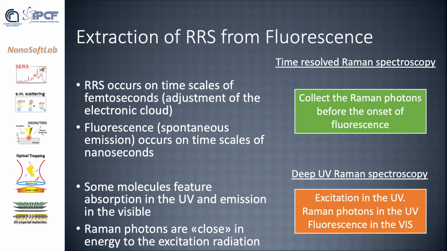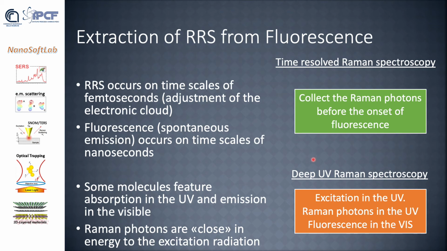There are basically two strategies to extract the resonant Raman signal from fluorescence. The first one is time-resolved Raman spectroscopy. It is based on the fact that resonant Raman scattering occurs on timescales of femtoseconds, that are the typical times of the adjustment of the electronic cloud, while fluorescence, that is spontaneous emission, occurs on timescales of nanoseconds. So if we are able to collect the Raman photons before the onset of fluorescence, we will get a signal that will be Raman signal, not fluorescence.